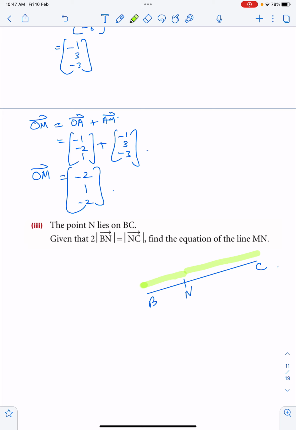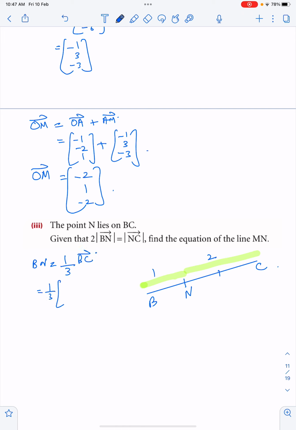So we can find the equation of the line MN. For that, I need the point M and the point N. The point M I already have. I have to find the point N, that means I have to find ON. I know if this is one part and this is two parts, BN is half of NC. That means the overall number of parts in BC is 3. So I can say BN is 1/3 of BC.